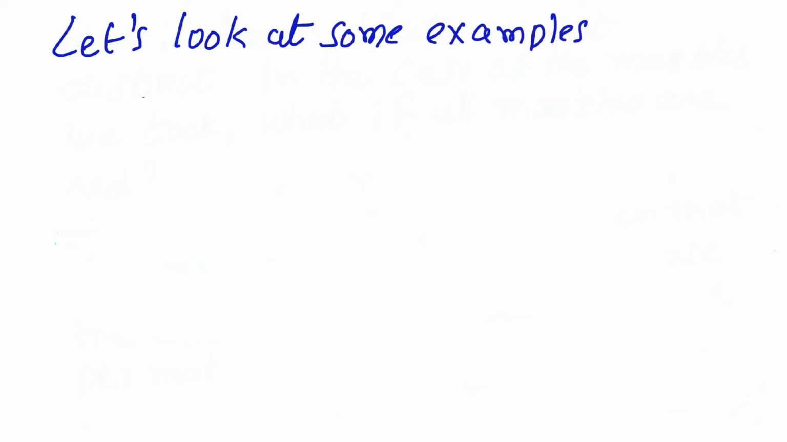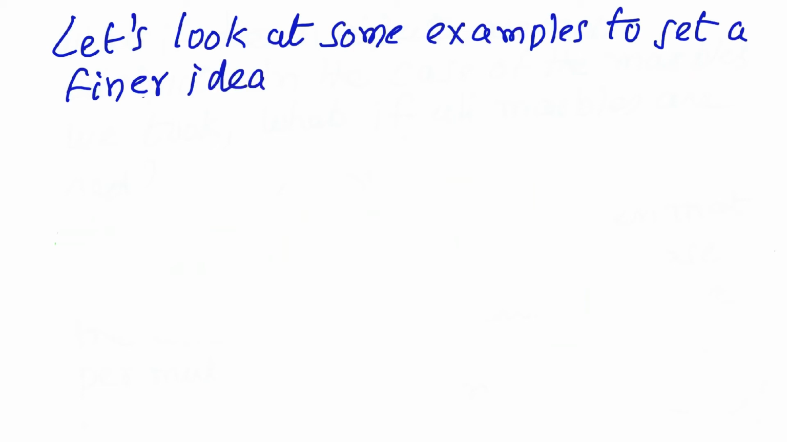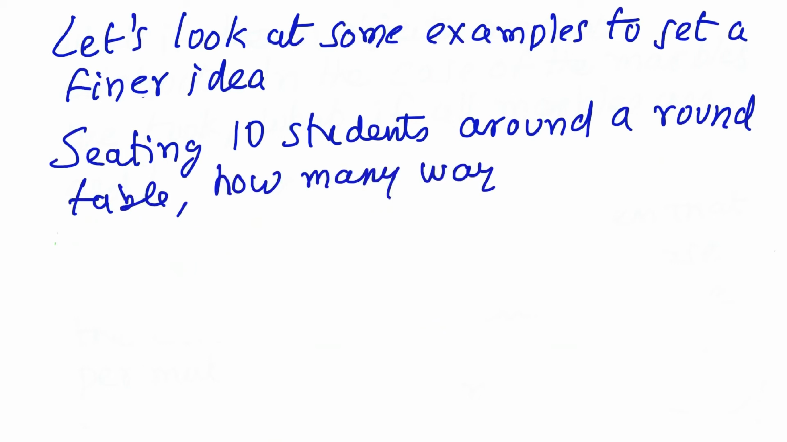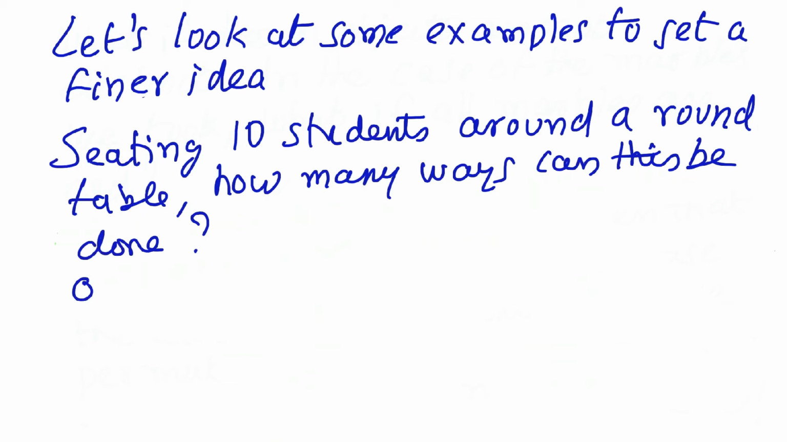Now let's look at some interesting examples to get a fairer and clearer idea about circular permutations. And only when we do problems, we'll get a finer idea about how we should be applying the concept. So first, we are dealing with a case of 10 students who are sitting around a round table, and how many ways can you seat those 10 students? That's what we are looking at. So seating 10 students around a round table, how many ways can this be done?